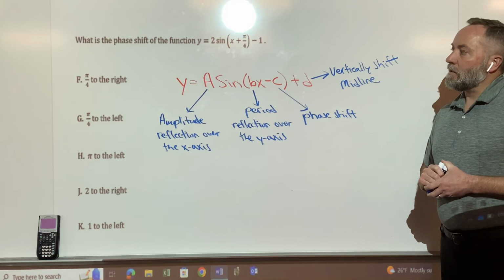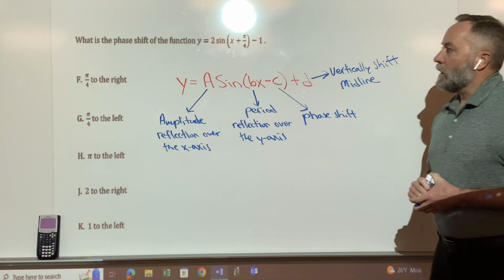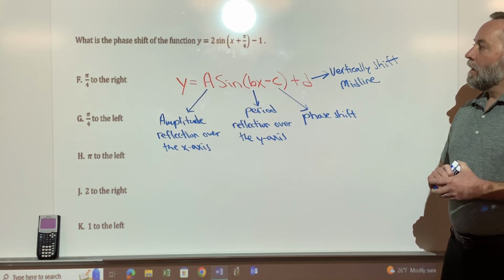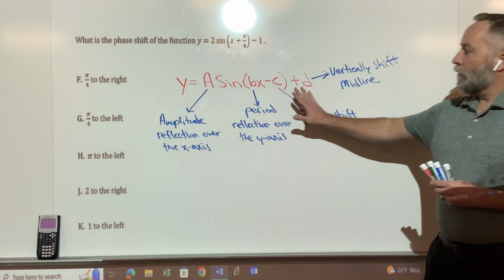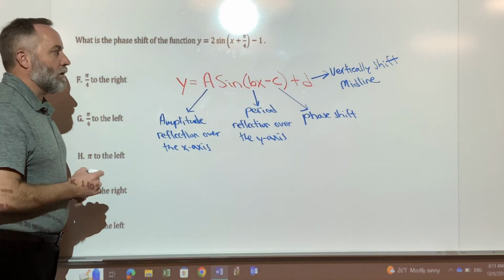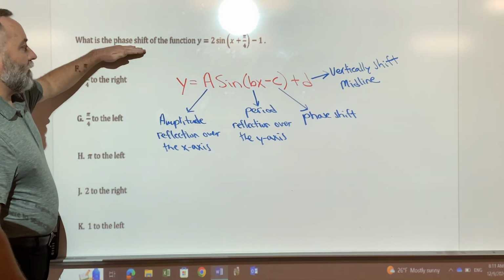This question is asking us about an attribute of a trig function, specifically the phase shift. It says, what is the phase shift of the function y equals 2 times sine of (x plus pi fourths) minus 1? This is the formula we've been using to identify these key features or transformations or attributes of trigonometric functions. And we're asked about the phase shift.